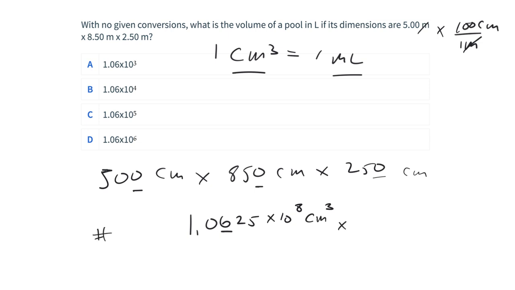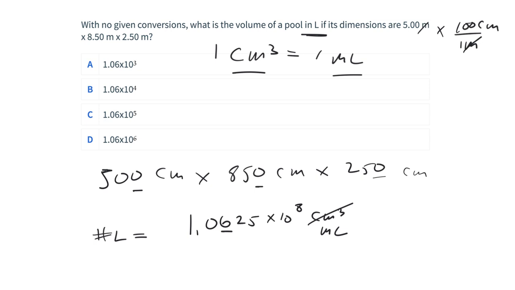Now, if we want to convert to liters, which is what we're looking for here, because it asks for the volume of the pole in liters, we can do one of two things. We either go 1 cubic centimeter is 1 milliliter, which is a very easy, exact conversion. Or I could have just said that the cubic centimeters are just milliliters and made that conversion right off the bat. So, a very easy conversion into milliliters.